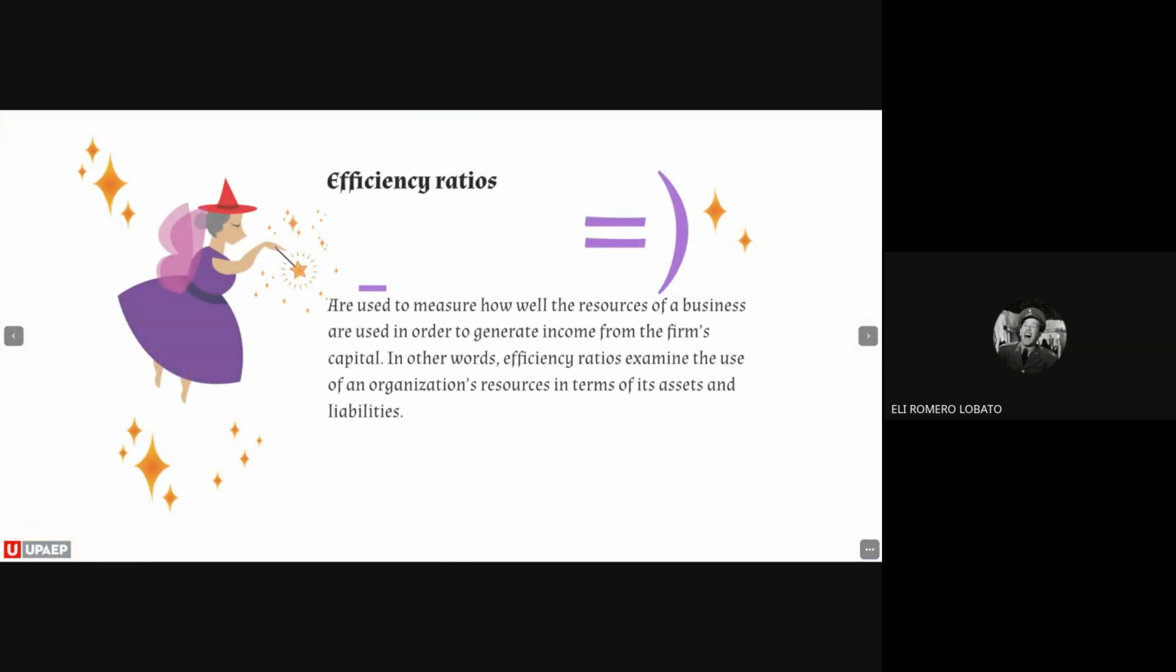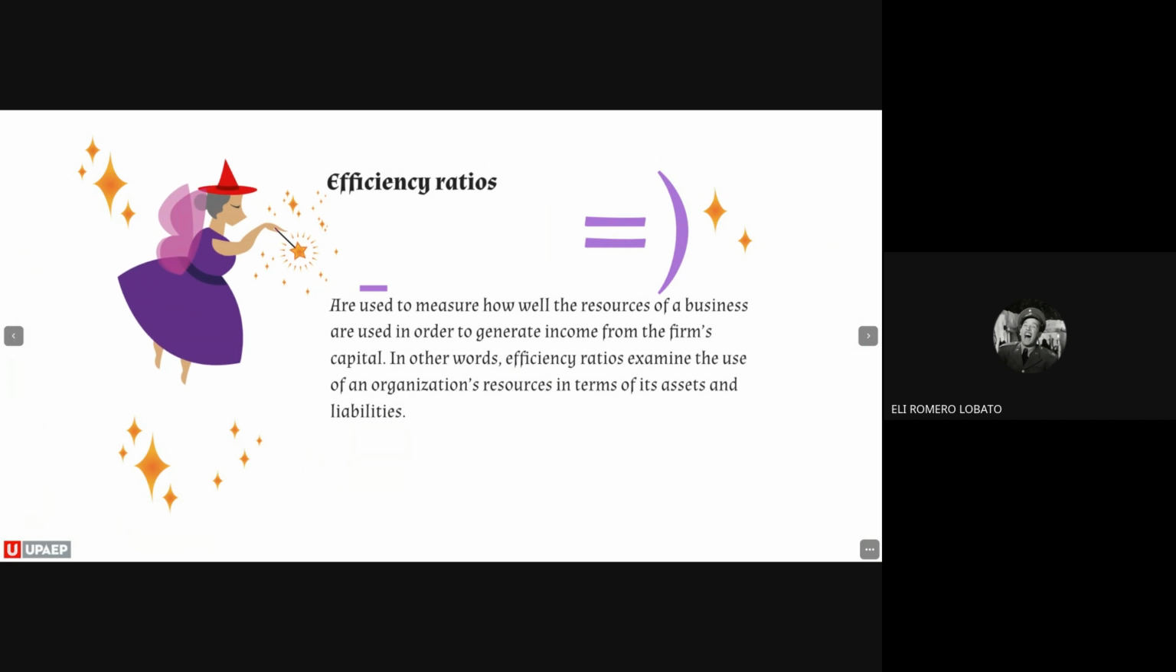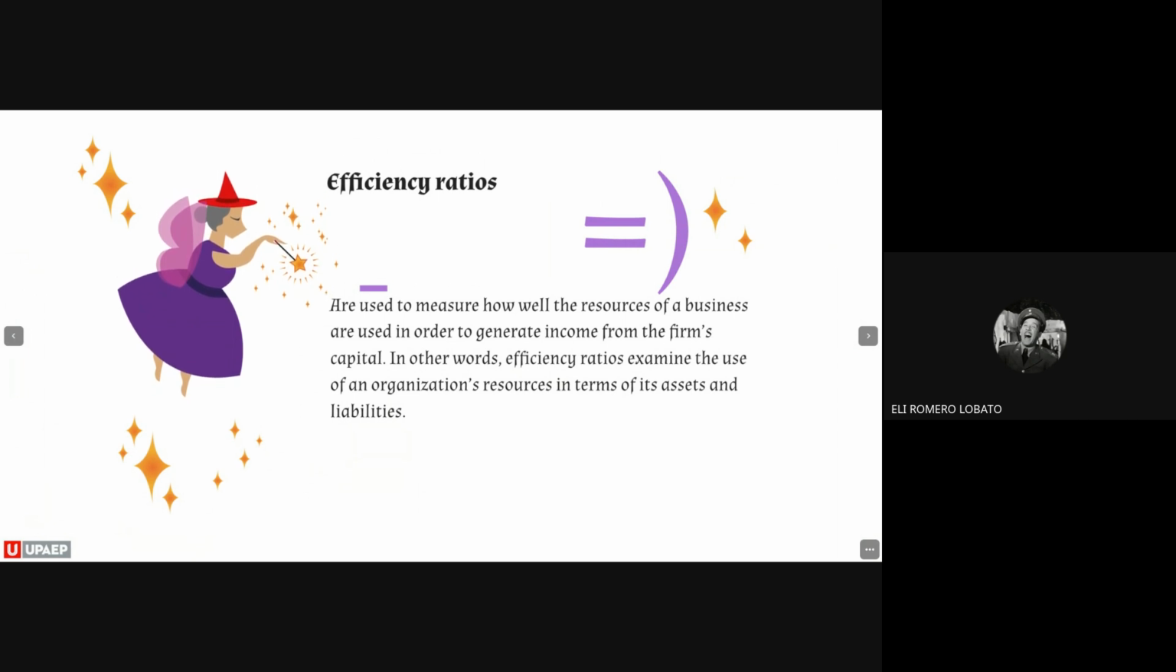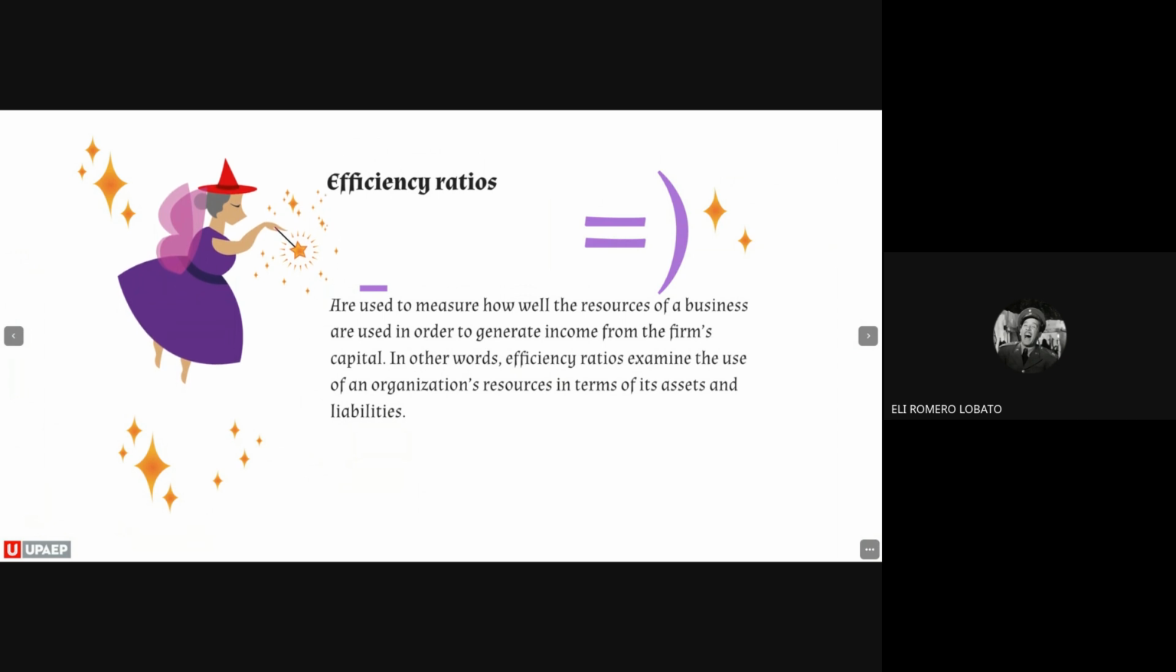So, the main purpose about the use of efficiency ratios is to calculate how well the resources of an enterprise are going to be used or are being used to generate the incomes, okay, in order to get the capital from this enterprise. The efficiency ratios are going to analyze, examine the use of enterprise resources in terms of liabilities and assets. This is the main purpose about using this.